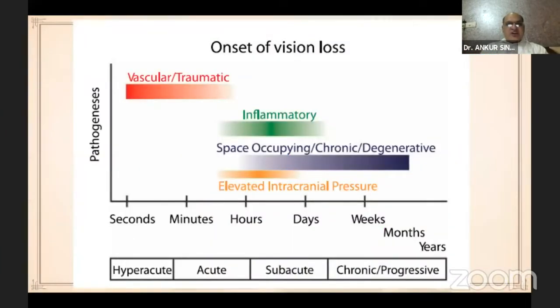The onset of vision loss is one of the most important hallmark symptoms in neuro-ophthalmology. How it sets on gives us a clue to the diagnosis. If the onset of vision loss is hyperacute and acute, probably we are having a vascular or traumatic cause. If it is acute and subacute, probably we are dealing with inflammatory or elevated intraocular pressure. If it is subacute and chronic and progressive, probably we are dealing with a space-occupying lesion, or a chronic or degenerative disorder of the neuro-ophthalmology.